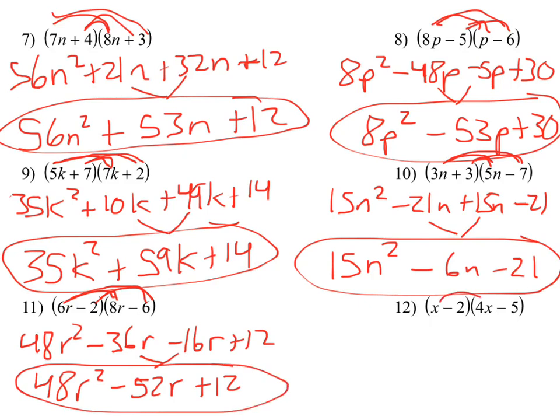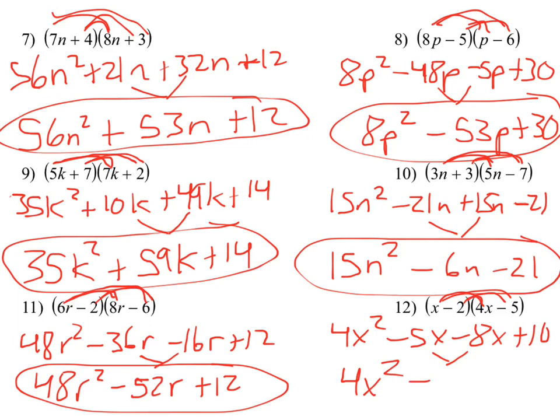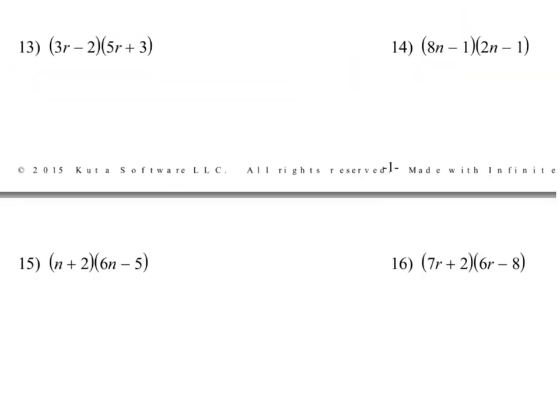And then this one, number 12, take x times both of those, you'll get 4x squared, and then subtract 5x. Negative 2 times both of those will give you negative 8x and positive 10. Combine the like terms in the middle, you get 4x squared minus 13x plus 10 there on the end, and that one's good to go.